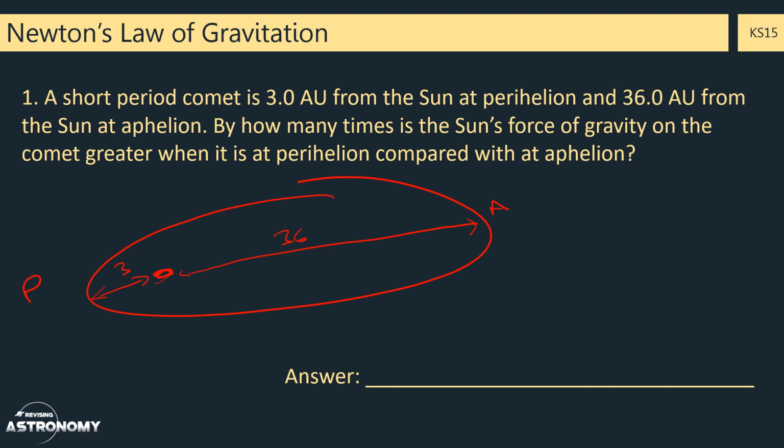Well, how many times is the Sun's force of gravity on the comet greater when it's at perihelion compared to when it's at aphelion? Well, to work this out, we need to see how many times further away it is when it's at aphelion compared to perihelion. So doing 36 divided by 3 gives us 12. So it's going to be 12 times closer when it's at perihelion. But according to Newton's law of gravitation, the strength of gravity would be proportional to the square of that. So 12 squared would be 144. So it would be 144 times greater when it's at perihelion compared with at aphelion.